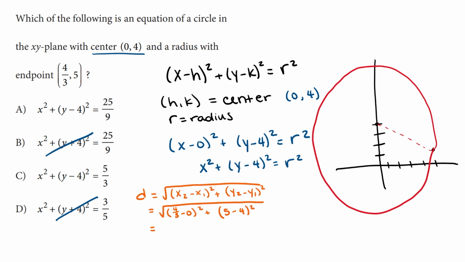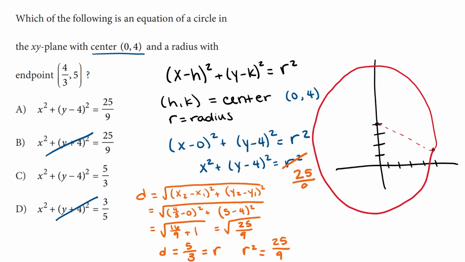So solving this gives us the square root of 16 over 9 plus 1, which is the square root of 25 over 9. So our distance is equal to 5 over 3, which is also our radius. So that means our radius squared will be equal to 25 over 9. And so our answer is going to be letter choice A, because that's the only letter choice that has the correct radius.